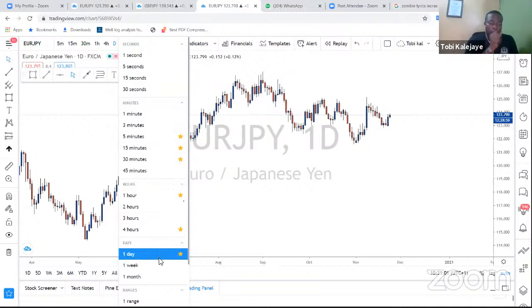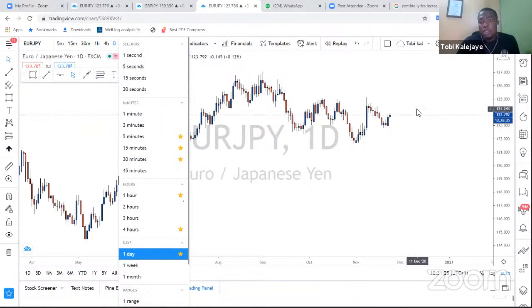But we are on what? We're on 1 day. What does this imply? Every candle you see here represents a 24-hour day of trading. And if you're using TradingView, the countdown timer is automatic.